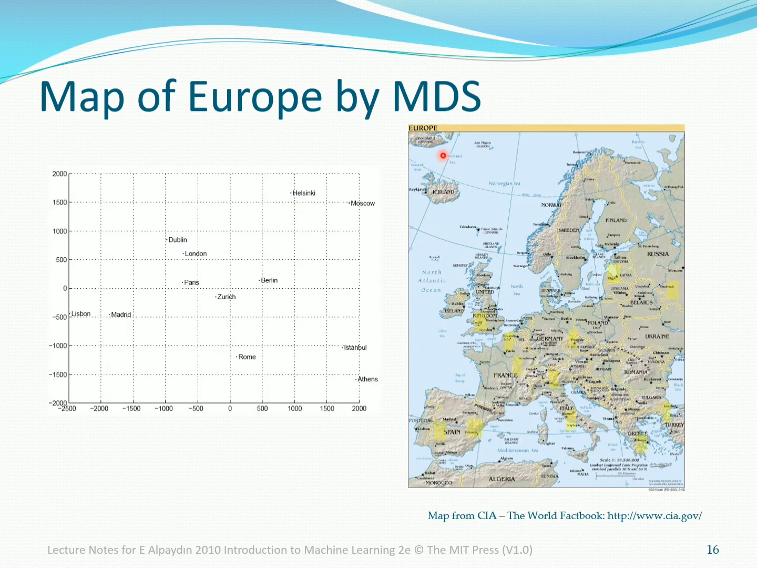You can see this is a map of Europe over here, and this is represented by the MDS algorithm with grids and all.